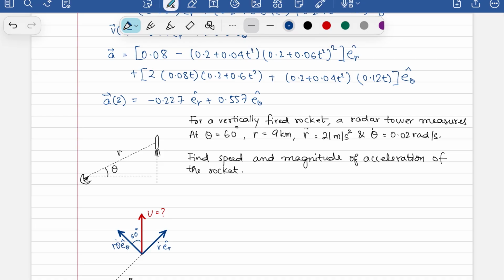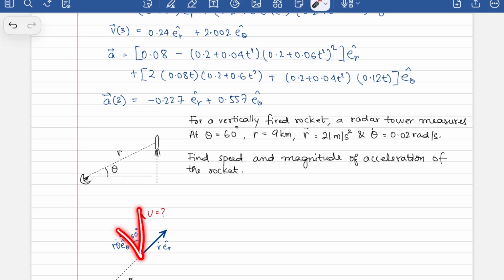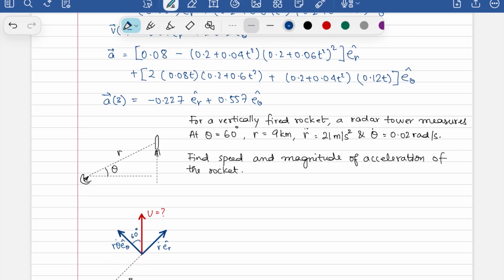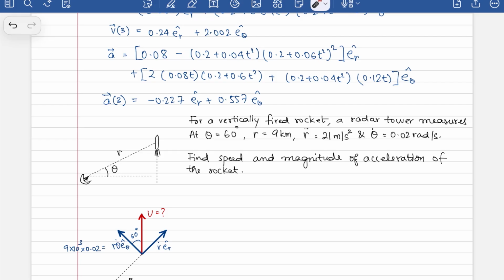Okay, so we have the angle between this and this, and as we just saw, we know r, we know theta dot. So what is r theta dot? That's given to us as 9 times 10 to the power 3, it's 9 kilometers. Theta dot is given to you as 0.02 radians per second. Okay, so you want to keep the units consistent. When in doubt, always move it to a consistent unit, so SI units in this case.